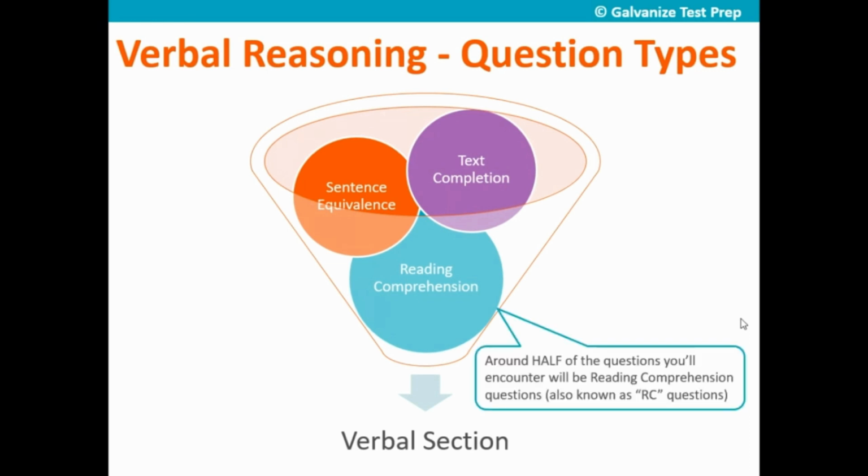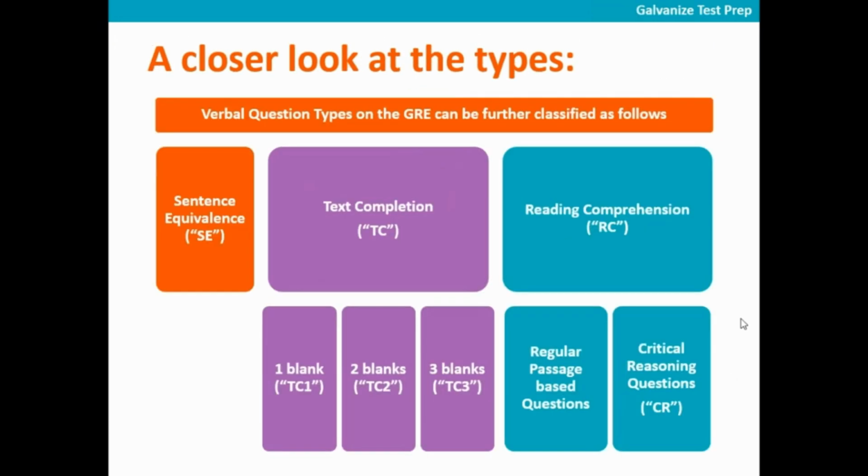And around half of every section is going to be just RC questions. That's right. So if you have 20 questions in a verbal section, around 10 of them are going to be text completion and sentence equivalence types, and the other 10 are going to be reading comprehension. Among the reading comprehension, you also have one additional type called critical reasoning. I'll just explain in this next slide over here.